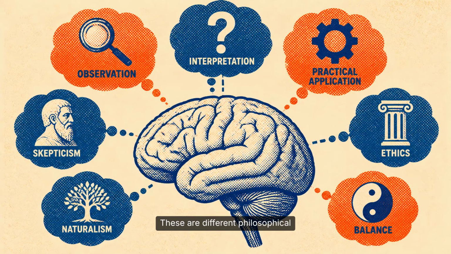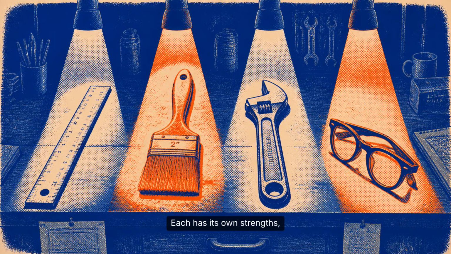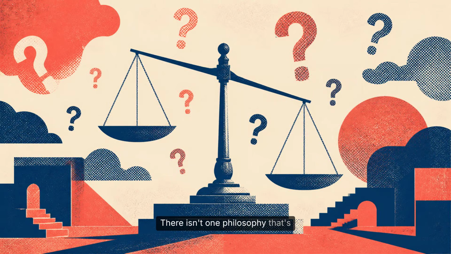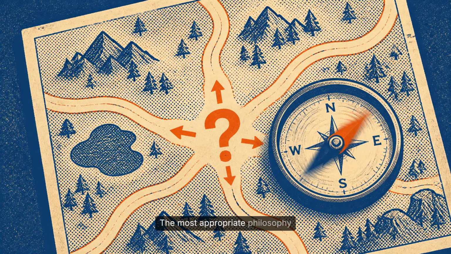These are different philosophical perspectives that offer different ways of understanding knowledge and reality. Each has its own strengths, assumptions, and applications. There isn't one philosophy that's always right or always wrong. The most appropriate philosophy depends on your research question and what you're trying to understand.